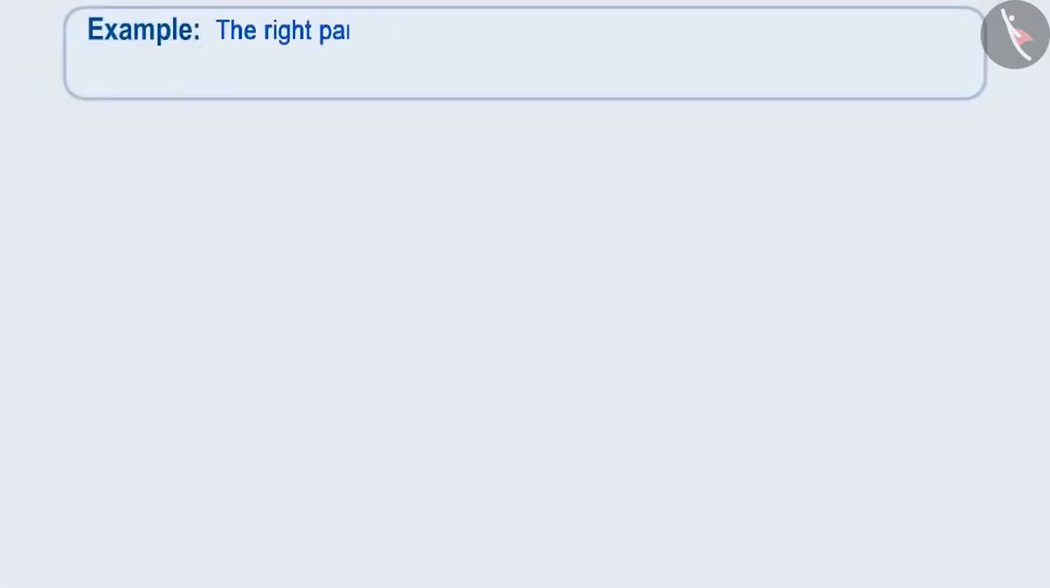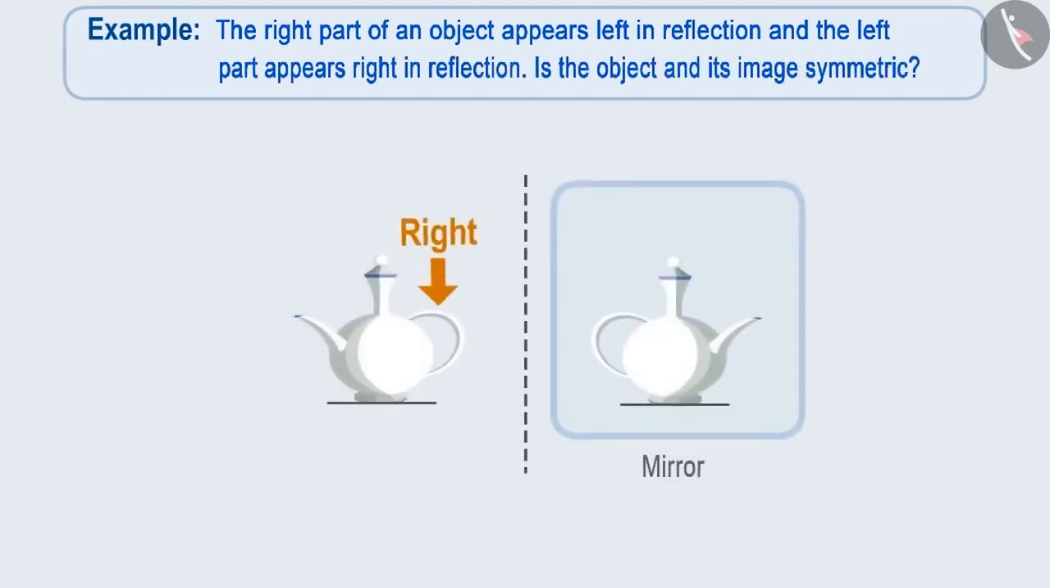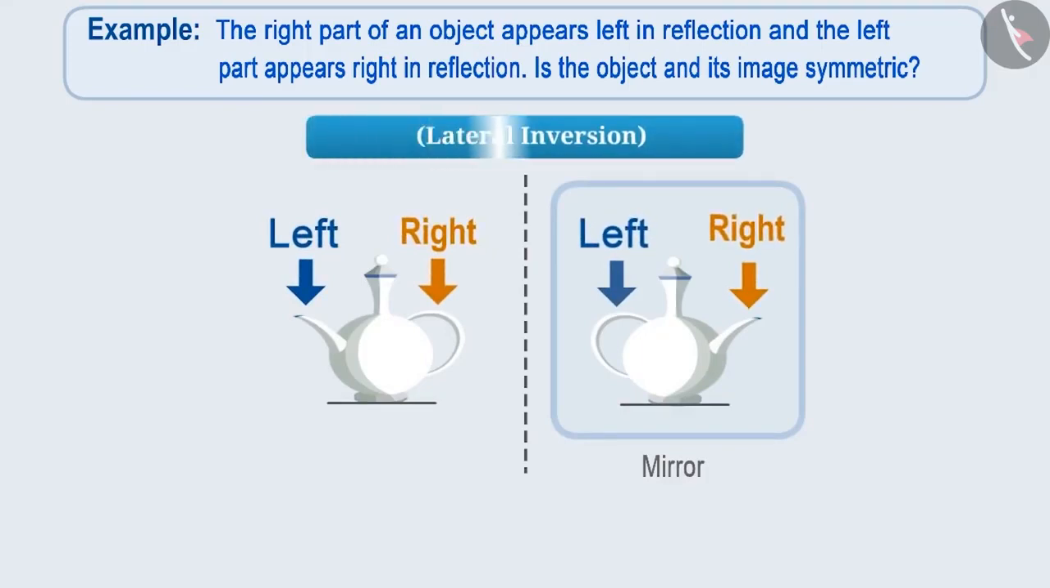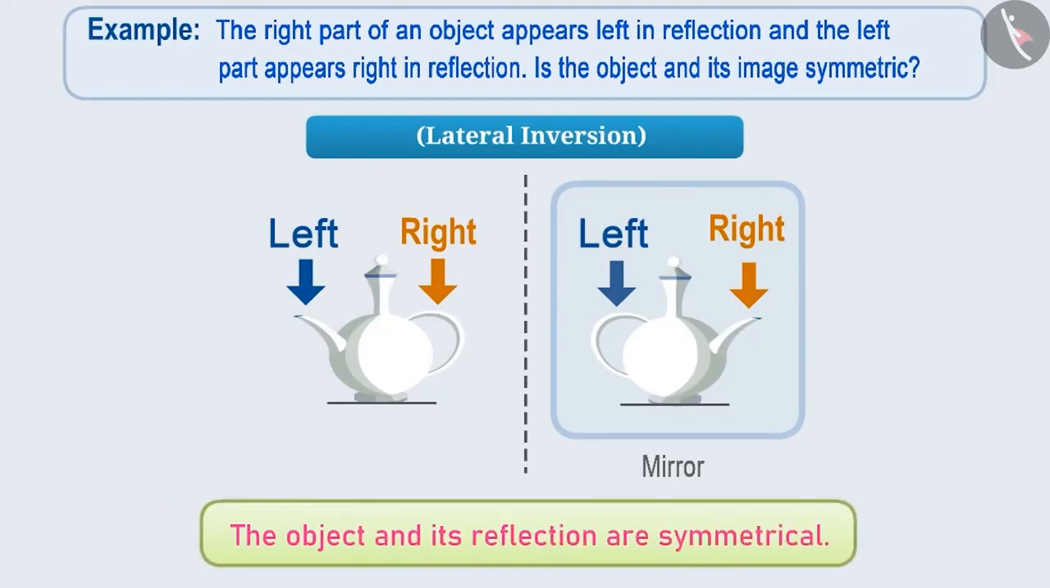Next example: the right part of an object appears in reflection to the left and the left part to the right in reflection. Is the object and its image symmetric? In the mirror, the right part of the object is visible to the left and the left part to the right. This phenomenon is what we call lateral inversion. It is true that the right part of the object appears left in the reflection and the left part of the object appears right in the reflection. But the object and its reflection are closely related to each other. Hence, they are also symmetrical to each other. Therefore, the object and its reflection are symmetrical.